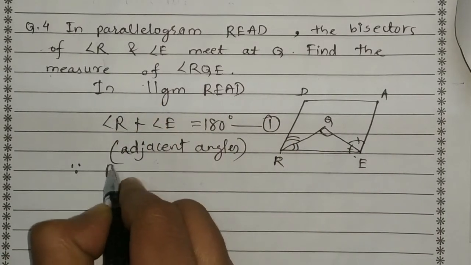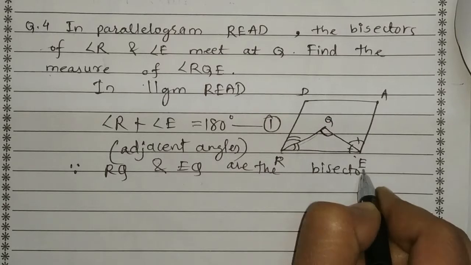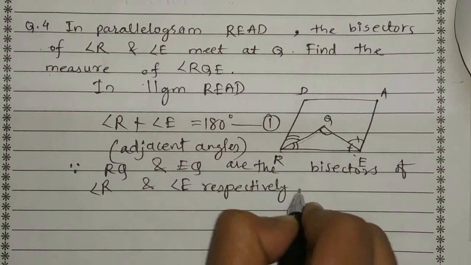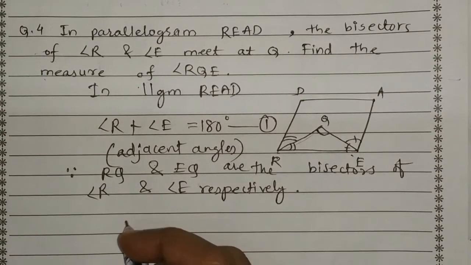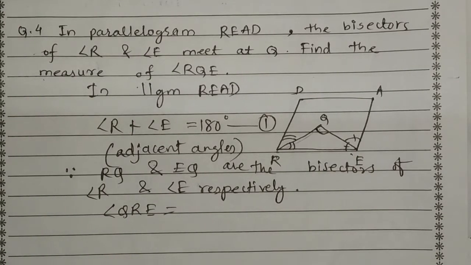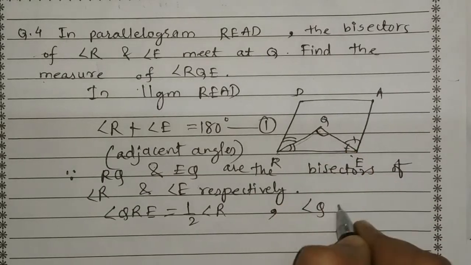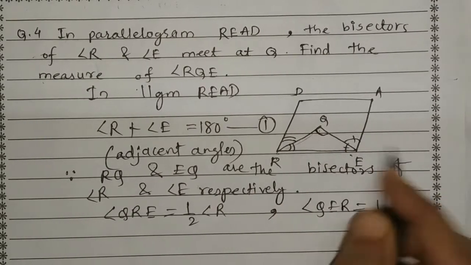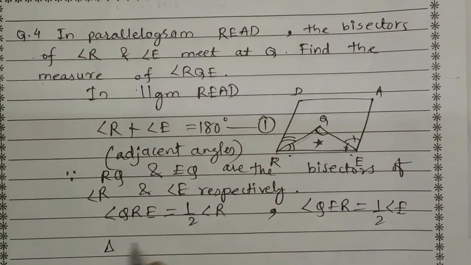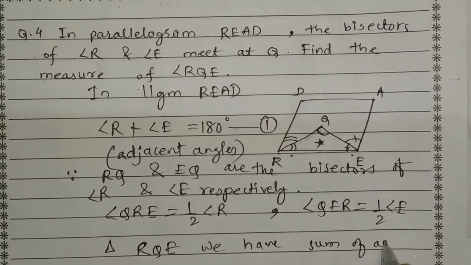Now since RQ and EQ are the angle bisectors of angle R and angle E respectively, we know that angle QRE is equal to half of angle R. In the same way, angle QER is equal to half of angle E. This angle is half of this whole angle R, and this angle is half of this angle E. So now if you focus on this triangle QRE, we have the sum of all angles by using the angle sum property.